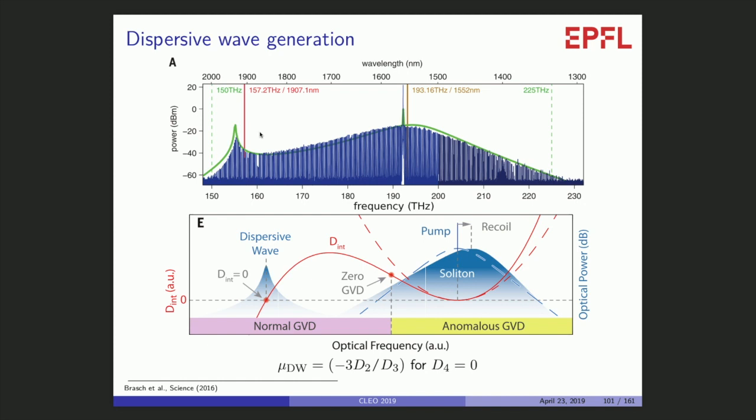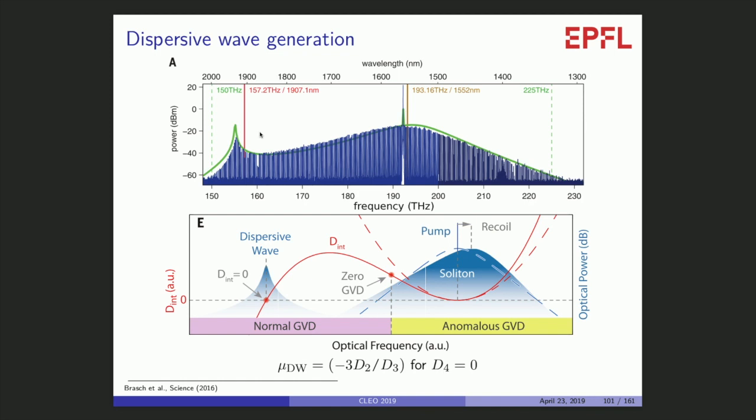So the center of mass of the spectrum needs to be the same. If you generate more light on the red spectrum, this has to be compensated by a shift of the remaining part of the spectrum to correspondingly higher energies. That's why the soliton, when you generate a dispersive wave, must also experience a recoil. This recoil is nothing else than energy conservation, or conservation of center of mass.